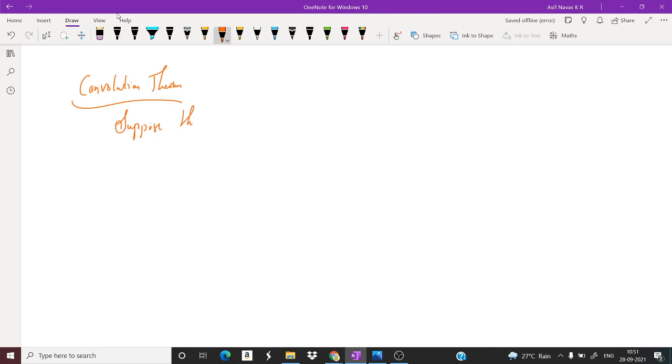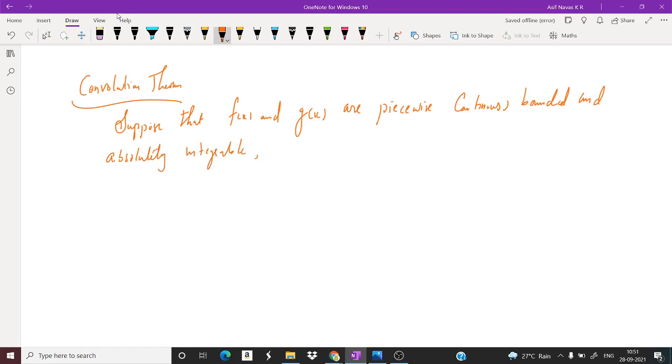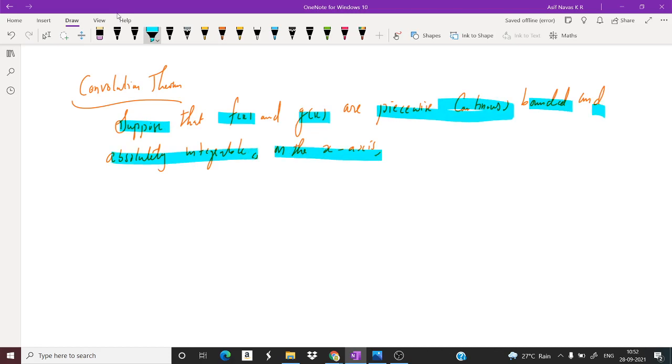Suppose that f of x and g of x are piecewise continuous, bounded, and absolutely integrable on the x-axis. You have to study this statement. Okay, that is, f of x and g of x are piecewise continuous, bounded, and absolutely integrable on the x-axis.